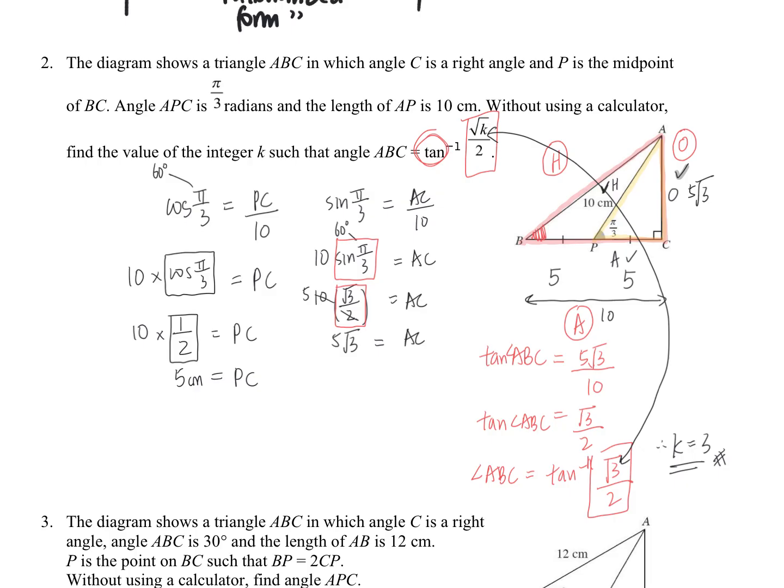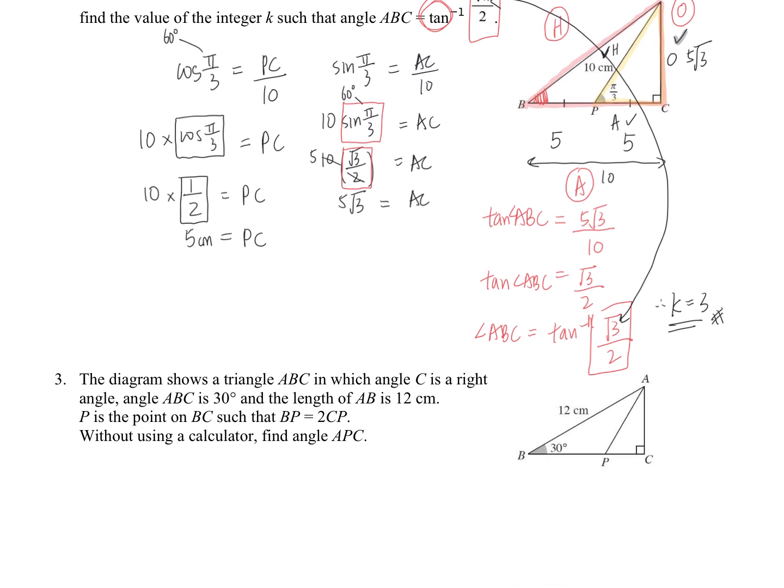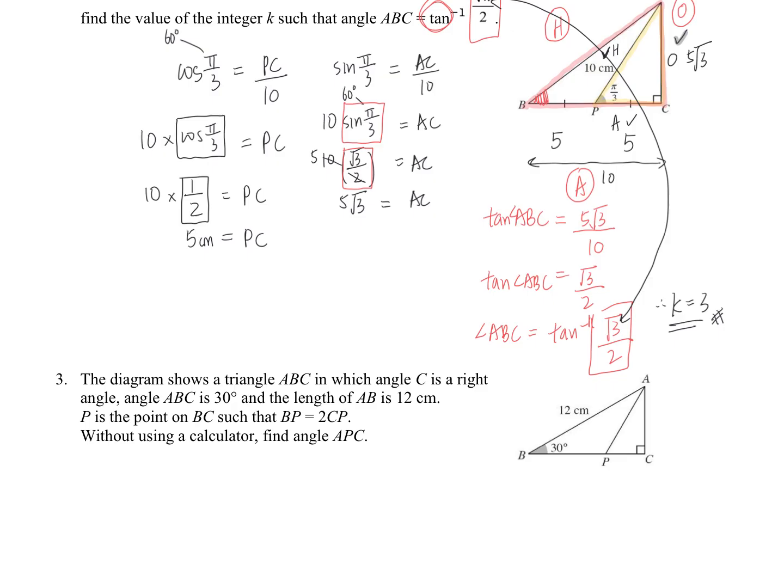Okay, one more. Same thing, diagram, right angle triangle. ABC is 30 degrees, length of AB is 12. P is a point on BC such that BP is 2 times the length of CP. So if CP is 1 unit, BP is twice its length. So this is 2 units. The number that I circled tells me the proportion, not the actual length, just the proportion. So without using calculator, can you find the angle APC?